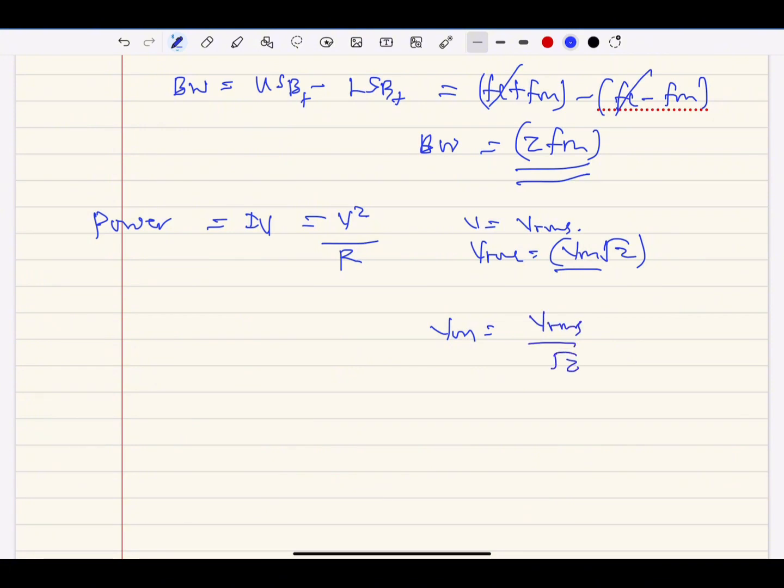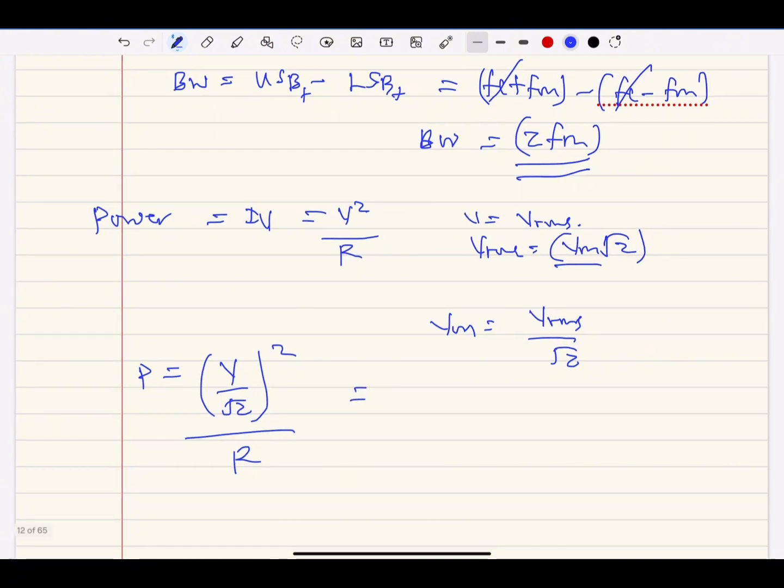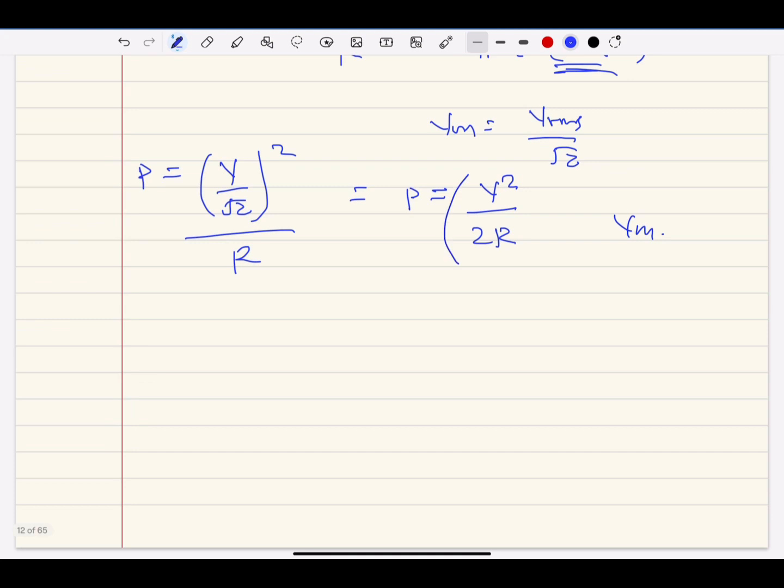So when I want my Vm, which is the amplitude, I can say that my Vm is equal to VRMS times root 2. And when I place it there, I'll get my power for one sideband to be equal to (Vm over root 2) all squared over R. And at the end of the day, I'm going to get power to be equal to V squared over 2R, where V is the amplitude, the Vm, because I've replaced it over here. Now you have the power as a formula.